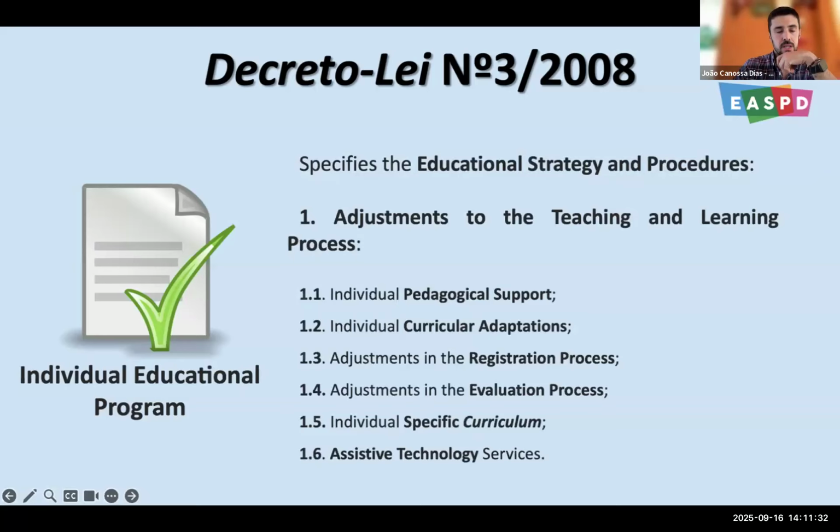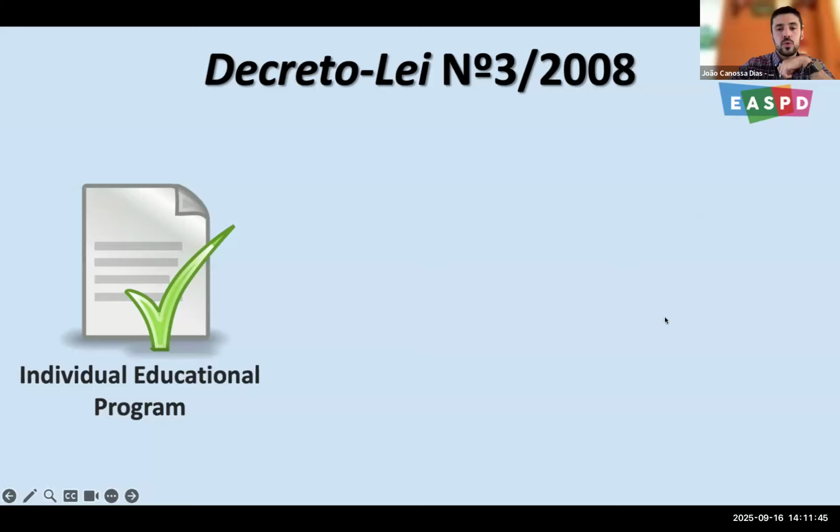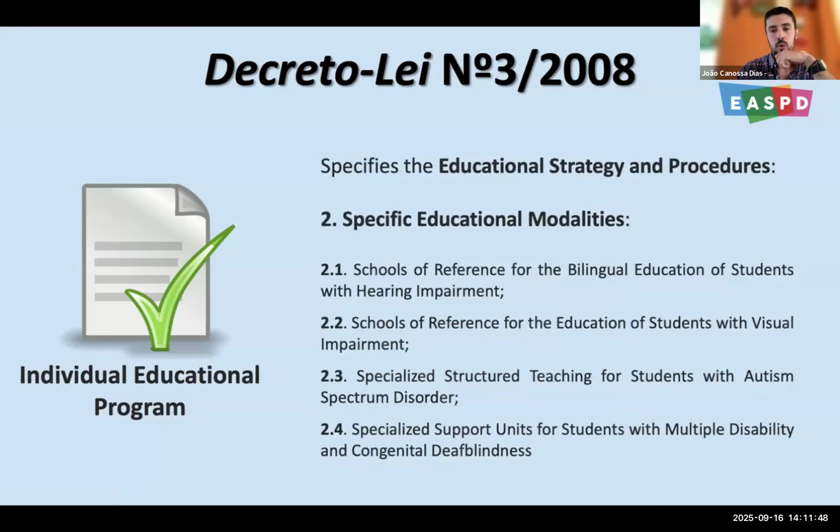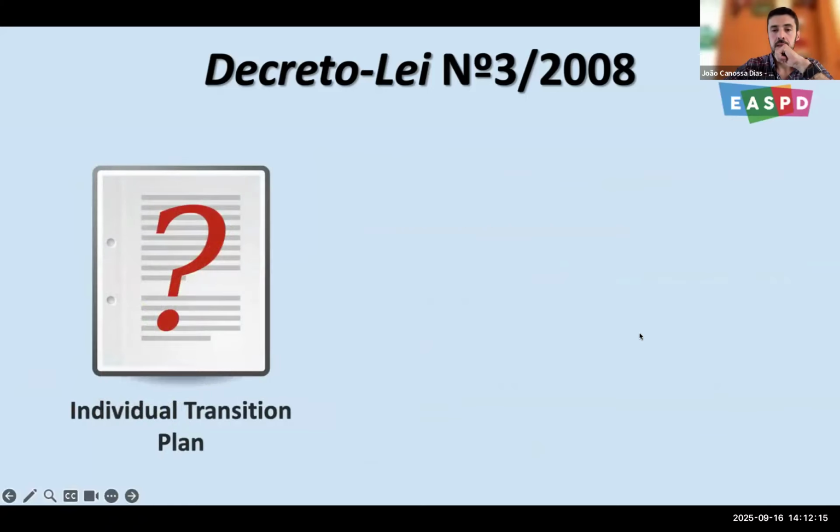There are specific options in terms of education in this decree law, since pedagogical support to a specific curriculum, assistive technology, and then before we used to have specific educational modalities. So if you had hearing impairment, you could be studying in a school of reference for the bilingual education of students with hearing impairment. If you have visual impairment, there would also be specific schools where you would receive a more specific answer. And the same for autism spectrum disorder and multiple disability and congenital deaf-blindness. This was in 2008. There were some changes in 2018.